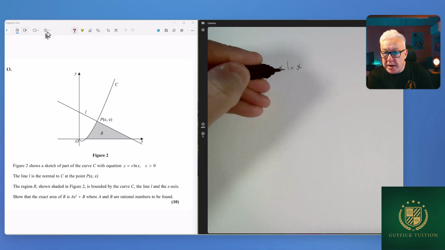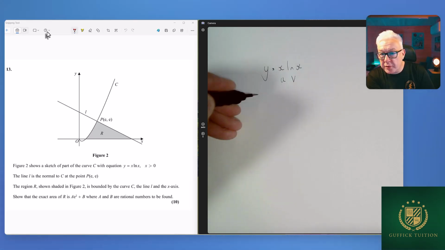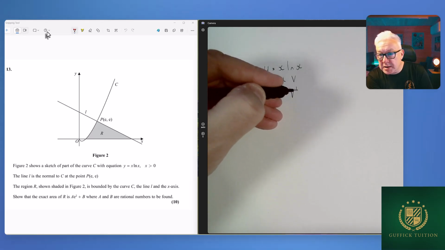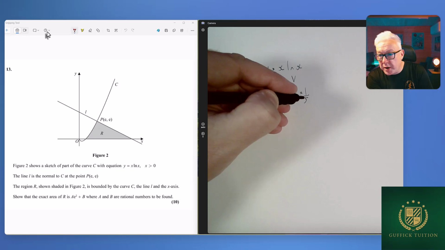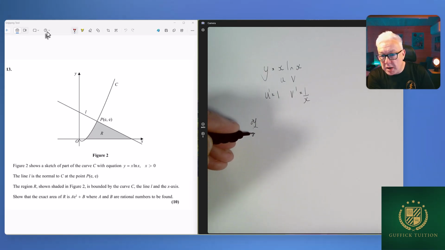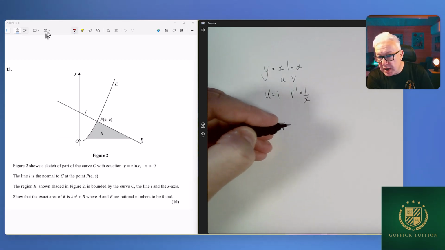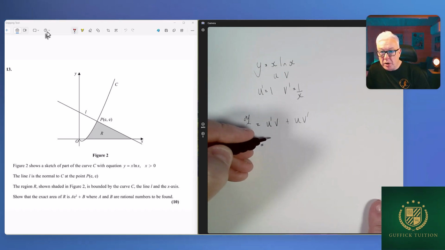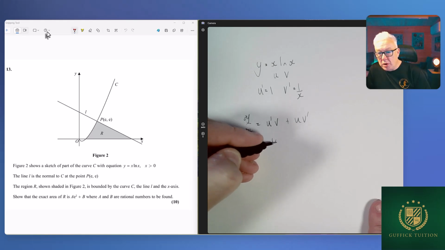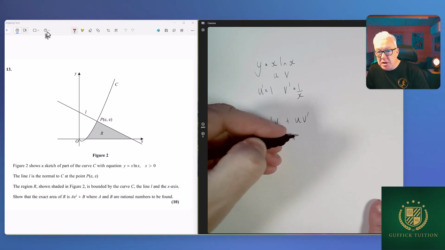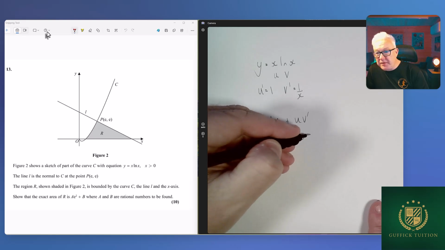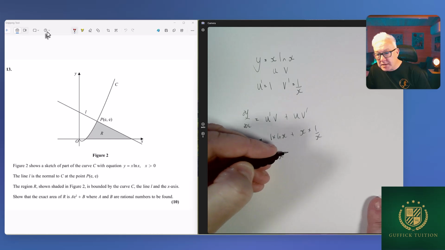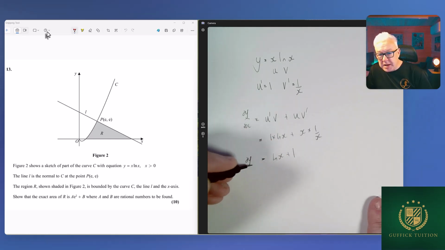So first of all, we're going to differentiate. Now we've got a product here, so we're going to use the product rule. u is x, so u dashed is 1. v is ln x, so v dashed is 1 over x. So dy by dx is u dashed v plus u v dashed. That is 1 times ln x, plus x times 1 over x. So when we differentiate that, we get ln x plus 1. So that's our dy by dx.